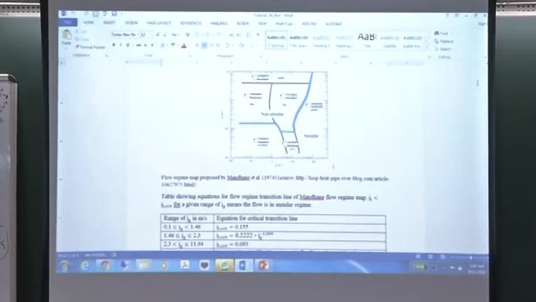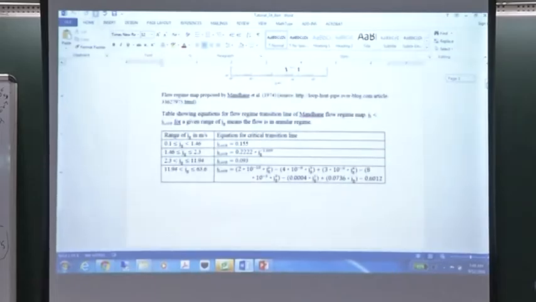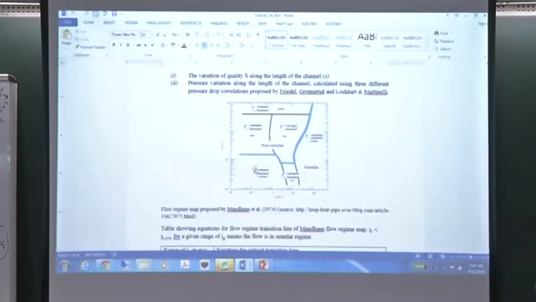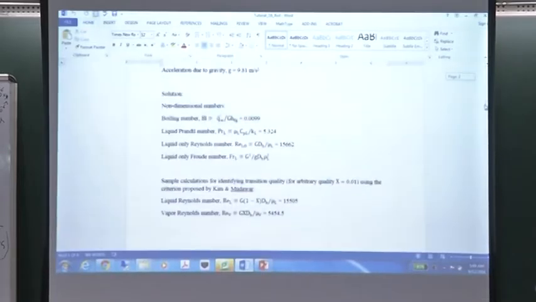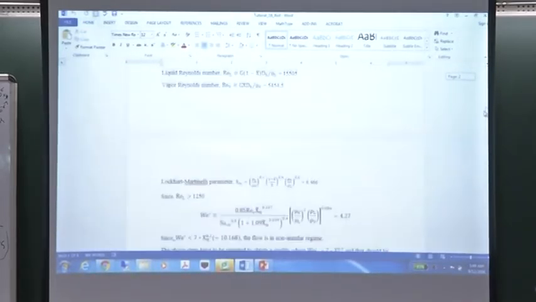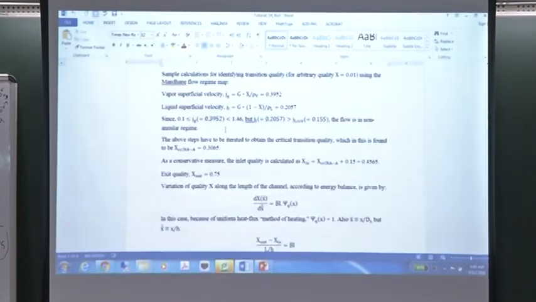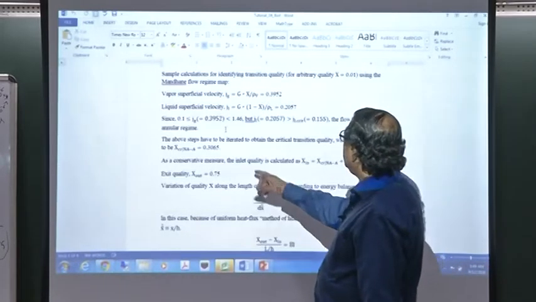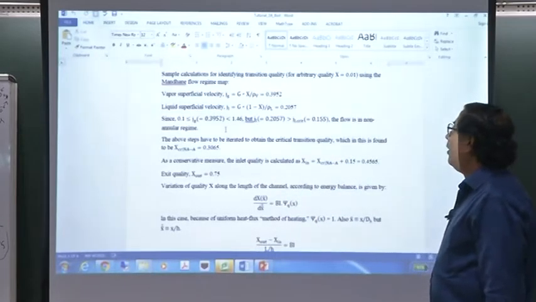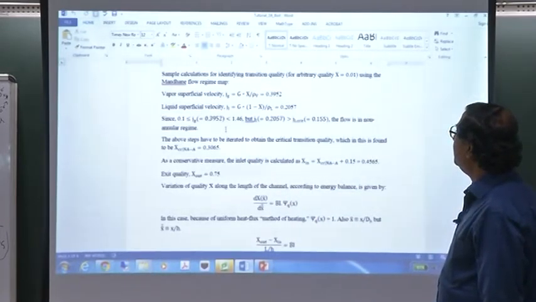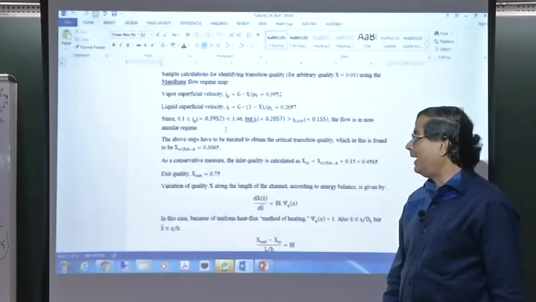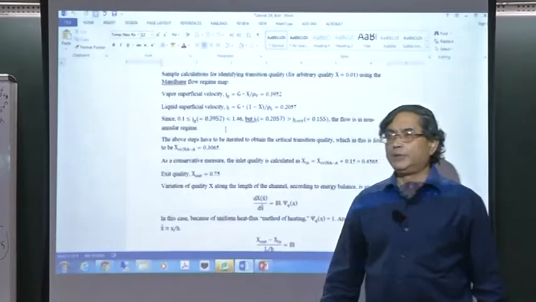So let's look at J star L, and it turned out for an assumed value of inlet quality, it wasn't here, but it was above that. So it was a plug slug flow. Okay, so we found out that if I start with 0.01 for the inlet quality, and even if I do that, I get a non-annular flow. So I kept on increasing the inlet quality until I reached a value of J L which is greater than 0.155, and that value turned out to be 0.3065.